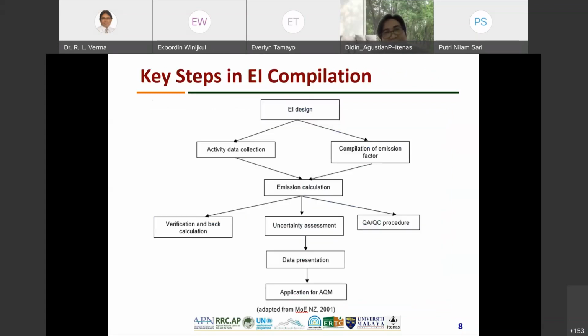And then when we see the key steps in emission inventory compilation, I think this has also been explained earlier. We need to design the emission inventory stage, then collect the activity data and then compile the emission factors. That's why when we take a look at several emission inventory guidebooks, they are quite helpful to provide initial information.